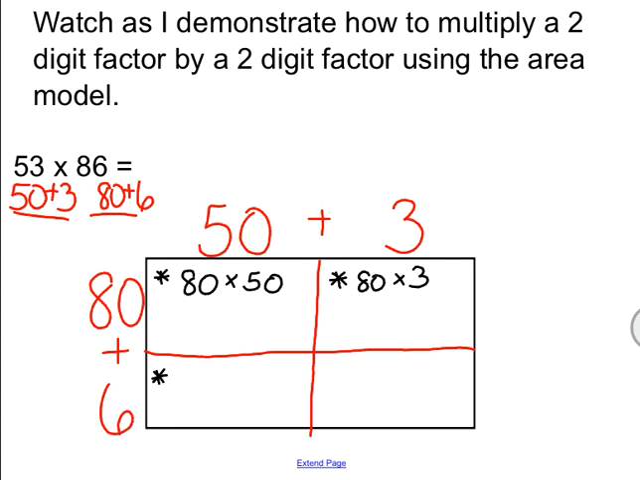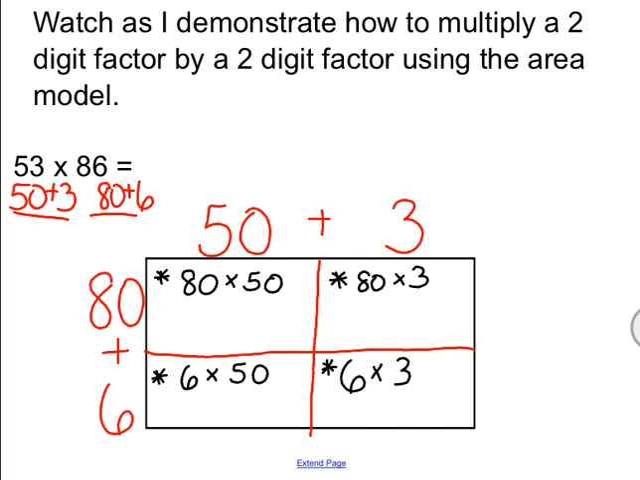For this box, again, I look over to the left, which is in my row, and it's the number 6. Then I look all the way on top and I see 50. And now again, I look over to the left, I see the number 6, and then I look all the way up at the top and I see 3.